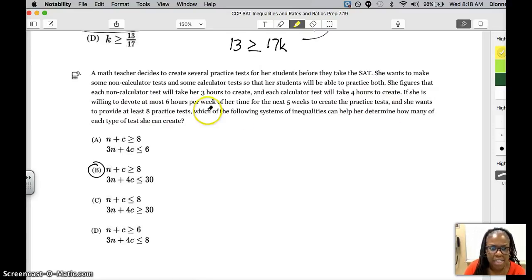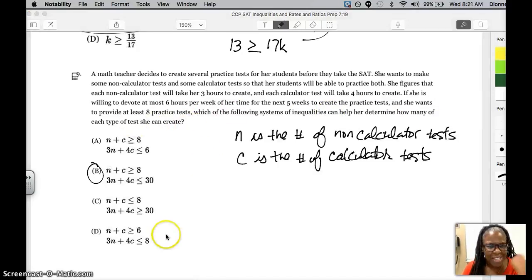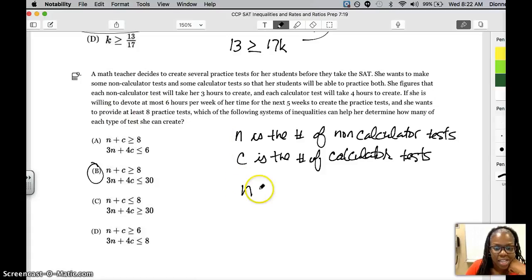So the question is, given that she wants to make 8 tests, which of the following system of equations can help her determine how many of each type of test she can create? So as I look at the problem, I want to make sure I know what the variables stand for. N is the number of non-calculator tests, and C is the number of calculator tests. With that in mind, we know that altogether we want to make at least 8, so that's N plus C must be greater than or equal to 8.